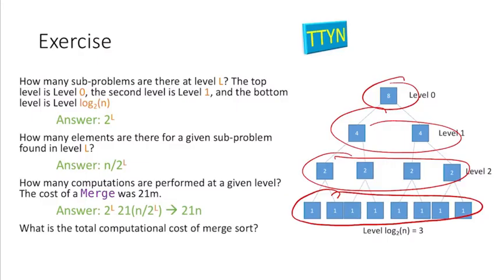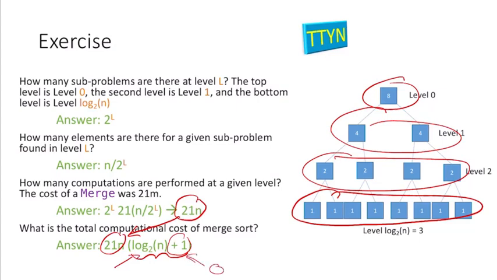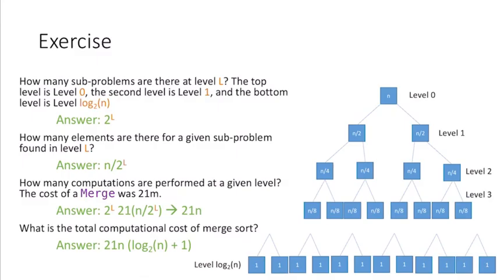So what's the total computational cost of a merge sort? It's this 2n times the number of levels, which we said is log base 2 of n plus 1. The plus 1 is because we have this as the bottom level, and this because we have a level 0, before we start dividing by 2. If you want to look at this a little bit more abstractly, we have n divided by 2, divided by 2 again, divided by 2, all the way down until you get to divided by 1.